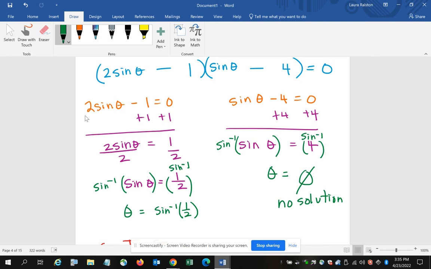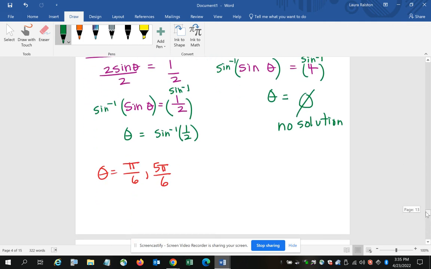Even if you try to plug that in your calculator, it's going to give you an error. Your sine value has to be between 1 and -1. Okay, it can never ever be 4. So that piece has no solution. So ultimately, your solutions are pi sixth and 5 pi sixth.